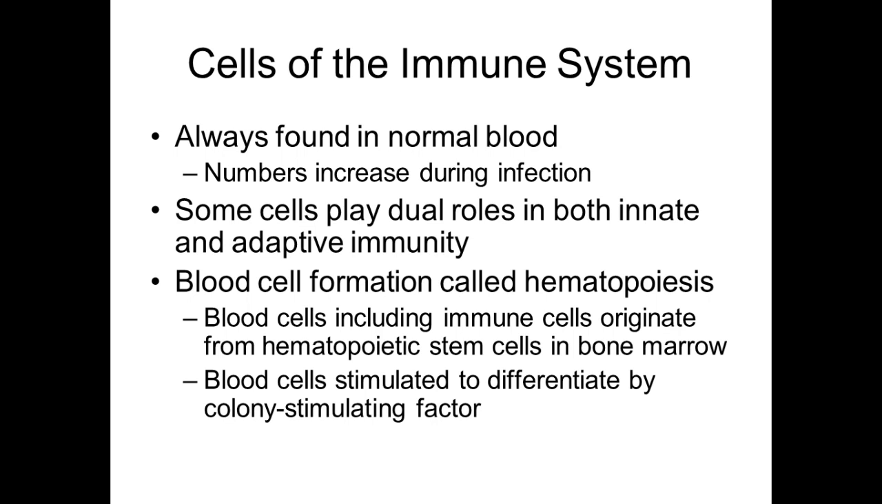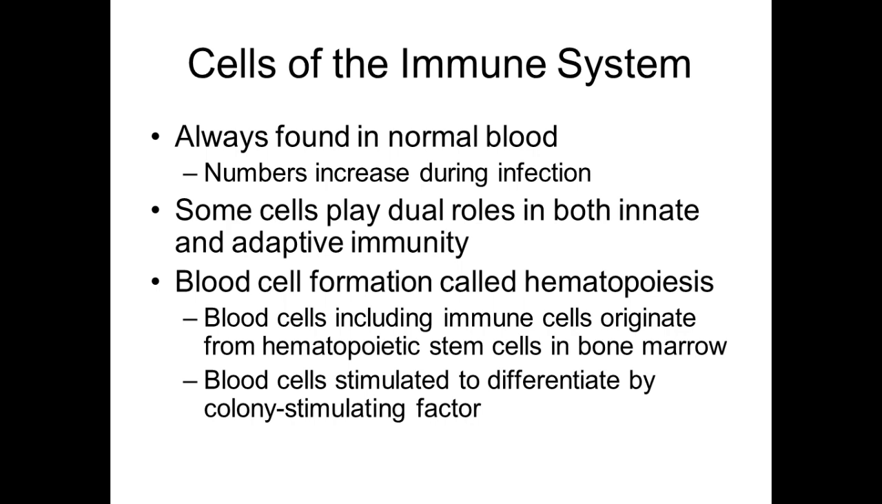So these cells, your white blood cells, are always found in normal blood, right? They're always readily available. They're always traveling to where they need to go. Some of them will play dual roles in both innate and adaptive immunity, right? So they're your first line of defense, and then they're going to help in the adaptive response, being able to specifically target specific pathogens.